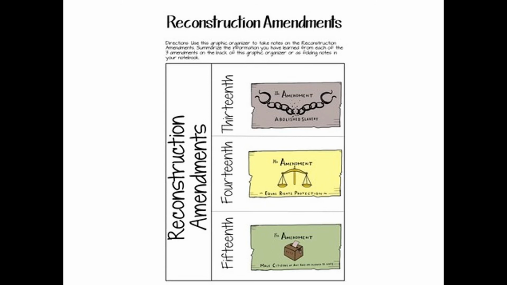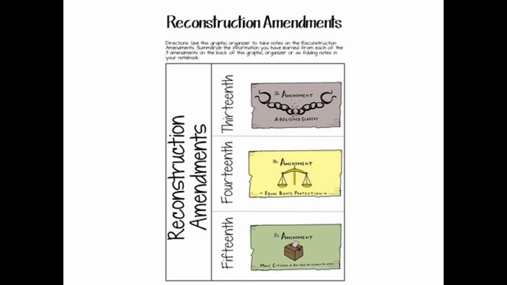And one of the things that has to happen is that the North and the South have to come together, and they have to figure out how do we let the South back in? What do we do with all those people who used to be slaves but are not slaves anymore? And so during this time period, the U.S. government comes up with three really important amendments that they pass. And they pass them during Reconstruction, so we call them the Reconstruction Amendments.